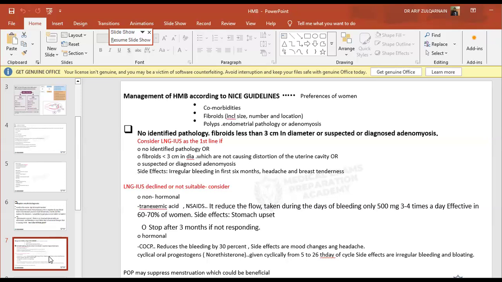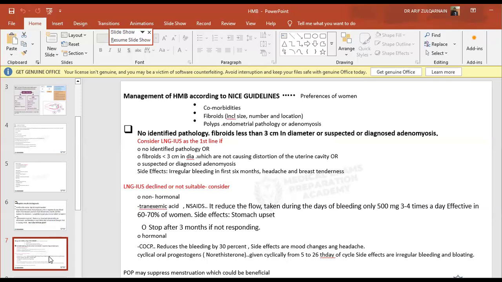And along with this, we will tell her that it is a T-shaped device that is coated with the hormones. It is placed inside the uterus, and it will control your bleeding, and it will also act as contraception. It will stay there for 5 years. But it can cause irregular bleeding during the first 6 months, headache, and breast tenderness.